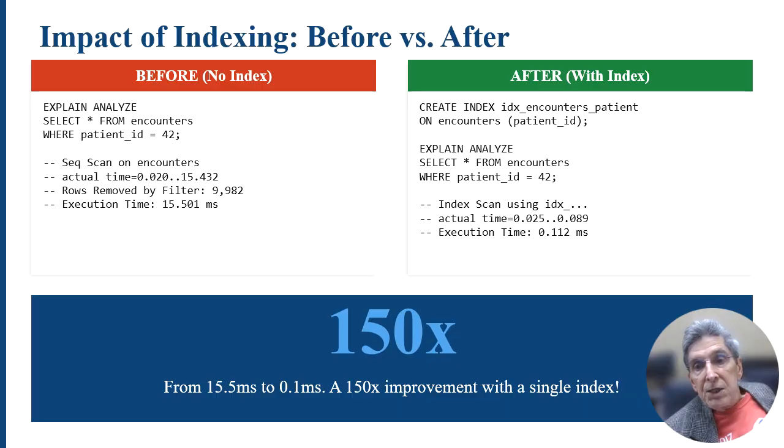So now 15 milliseconds might not sound so terrible in isolation, but think about a real application. A provider opens a patient chart, and the system runs dozens of queries to load encounters, diagnoses, medications, lab results, and claims. If each query takes 15 milliseconds instead of 0.1, those delays compound. Multiply that across hundreds of concurrent users, and you have a system that feels sluggish. Indexes are what make interactive applications responsive.